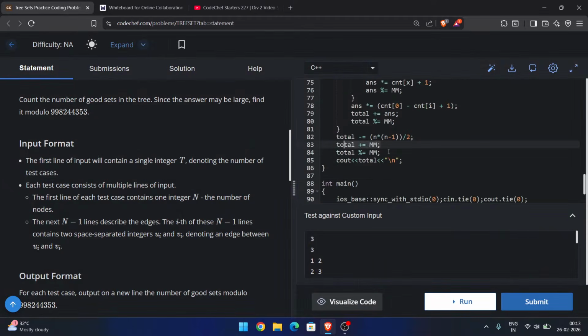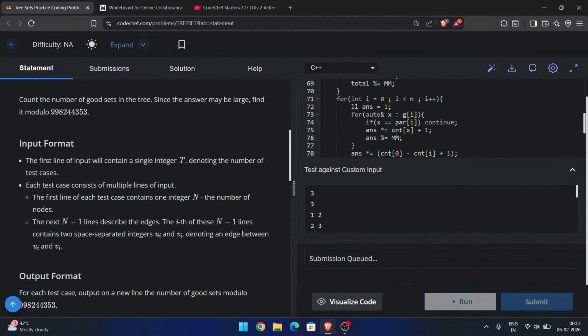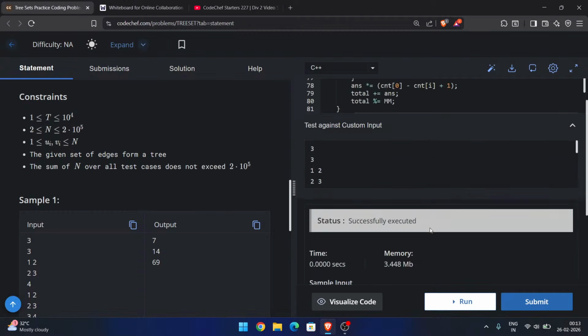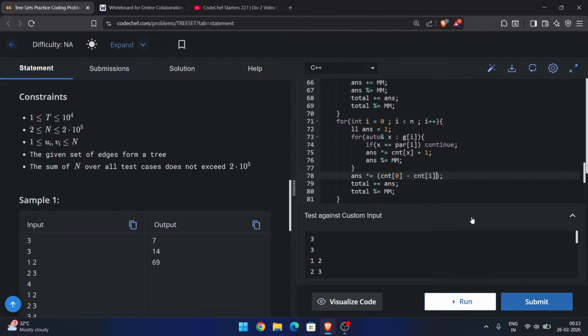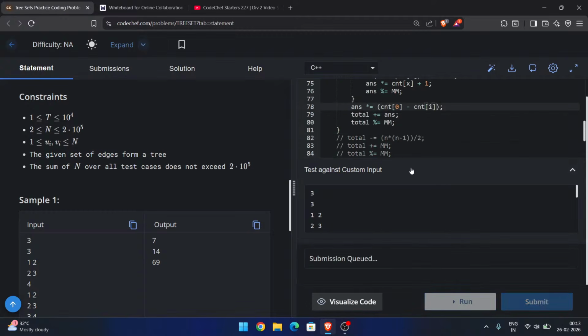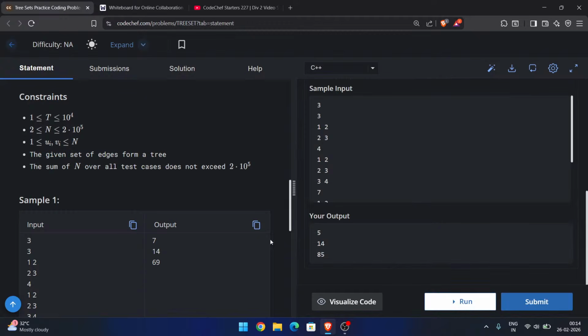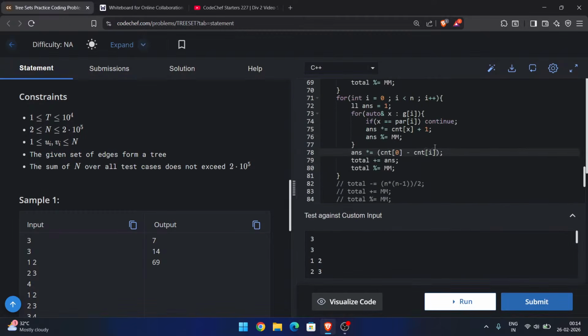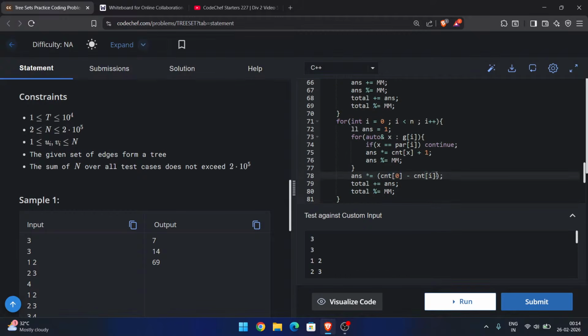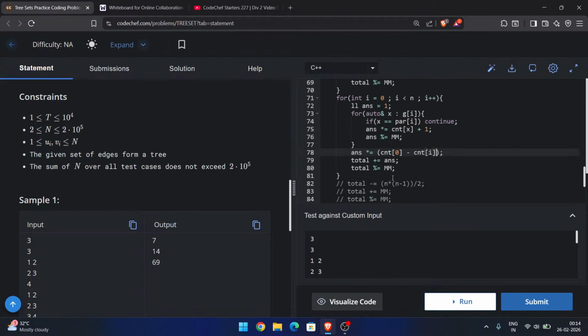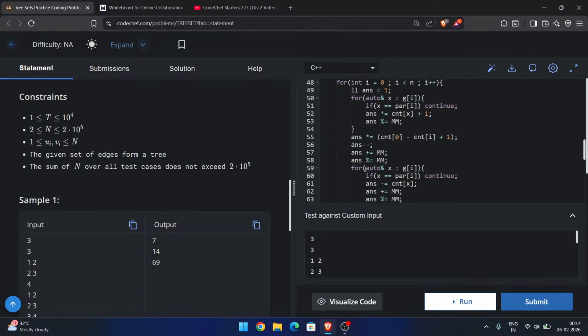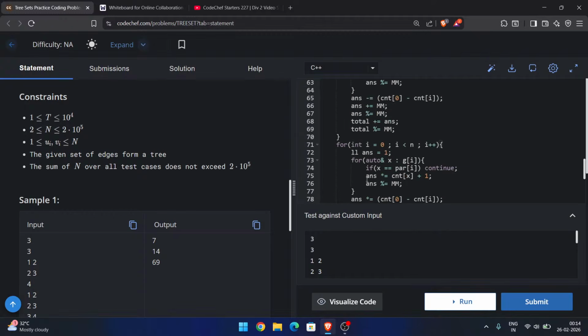So initially it also gave me the correct answer. If I show you, if we just do what I showed you, sorry, we are calculating this 2 times.